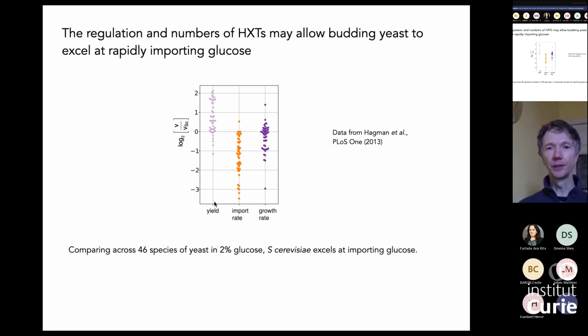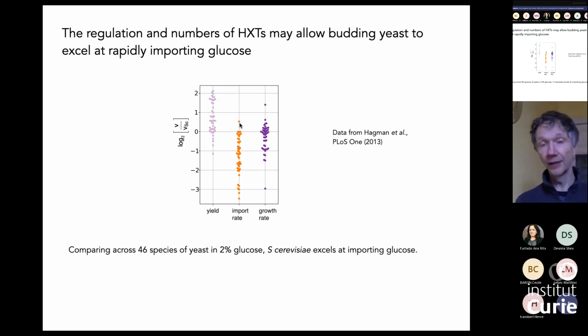And you can see that for the yield, the amount of cells that are produced, budding yeast doesn't do particularly well. There are species that do much better. And also in terms of the growth rate, they don't grow particularly quickly. All these species grow faster than they do. But what they're very good at, it seems, is importing glucose. There's only one species that's better, and that's another Saccharomyces species, which happens to have one extra glucose transporter.